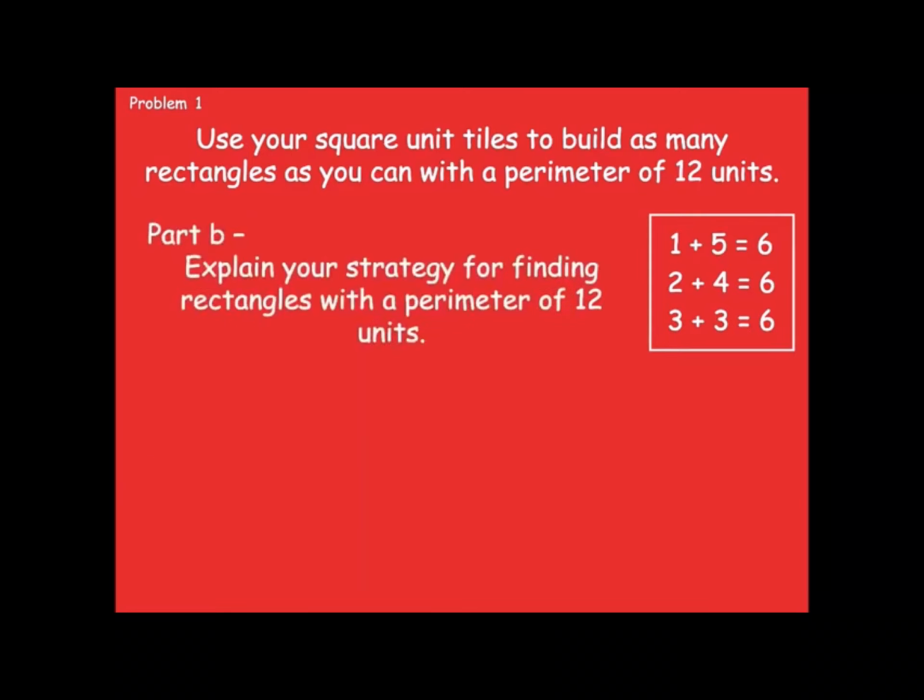All right, let's look at part B. It says, explain your strategy for finding rectangles with a perimeter of 12 units. Now remember, friends, that's where we use the strategy of dividing by 2 and then finding those combinations like we have in the box. So now you're going to use written words to describe how you figured that out. And this part is super important because you're going to use this strategy when you do problem 2 also.